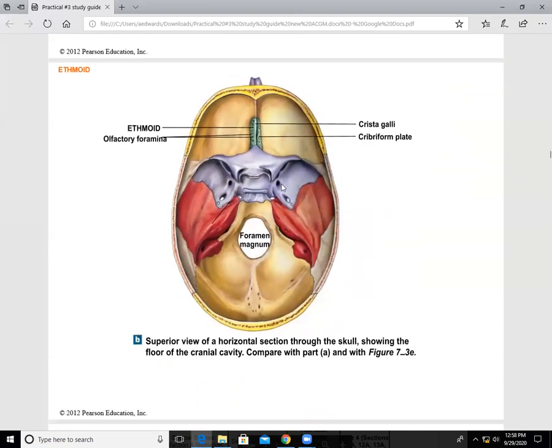Okay, here's another view. So if you take the top of the skull off, here's a view of the cribriform plate. So the cribriform plate is on either side of the crista galli. Okay. So the crista galli is kind of like a little line. Either side of it, you have a cribriform plate. You'll notice that the cribriform plate has little holes in it. And the little holes are olfactory foramina. So olfactory means what? Anybody know? Smelling, nose, right? So these are holes that involve your olfactory system, the sense of smell.